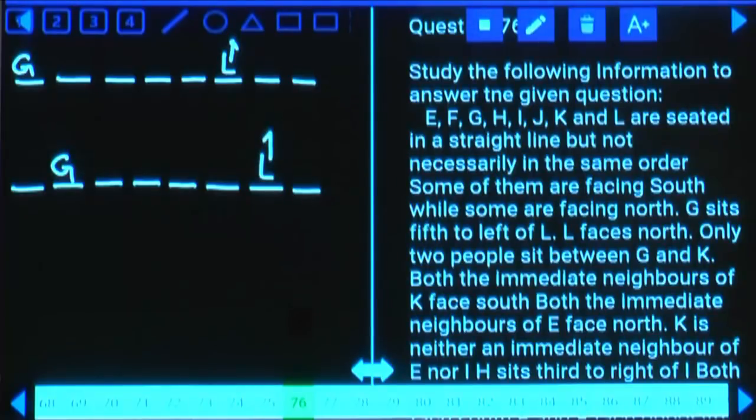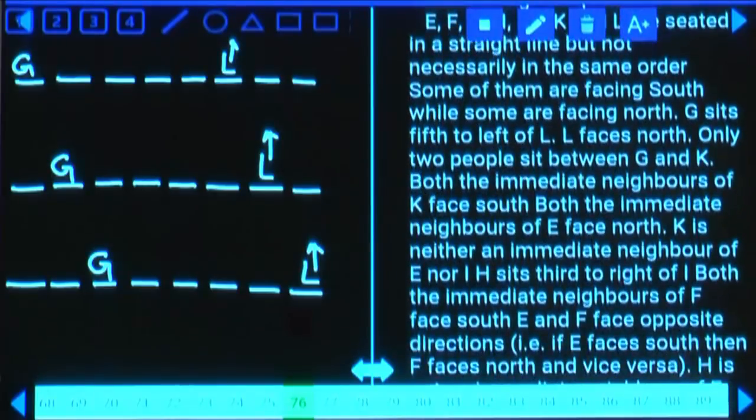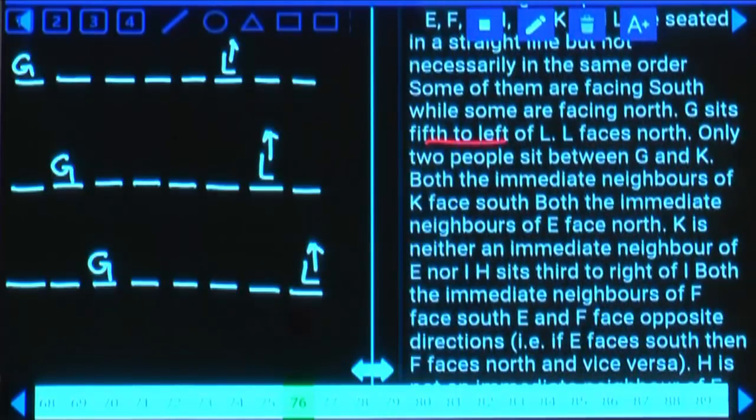Now L is facing towards north. And the other possibility is 1, 2, 3, 4, 5, 6, 7, 8. Now if L is here, G will be here. L is facing towards north. Done with this? How many possibilities do we have? We have 3 possibilities. And L faces north and G sits fifth to the left of L.